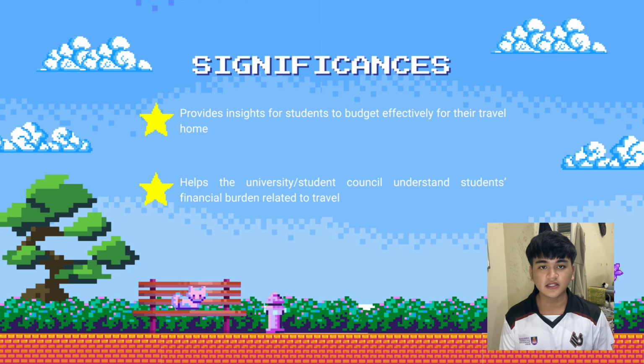The significance of this study is to provide insights for students to budget effectively for their travel home and to help the university or the student council to understand students' financial burden related to travel.